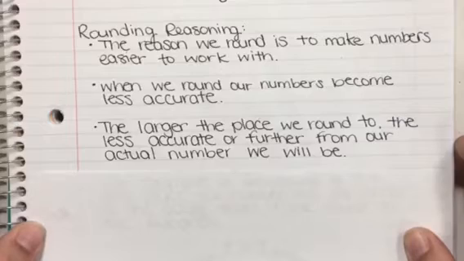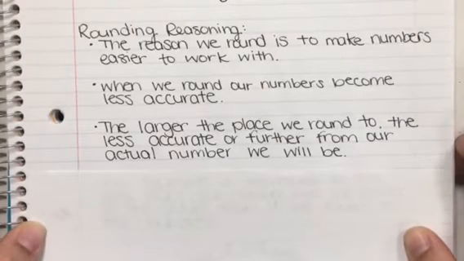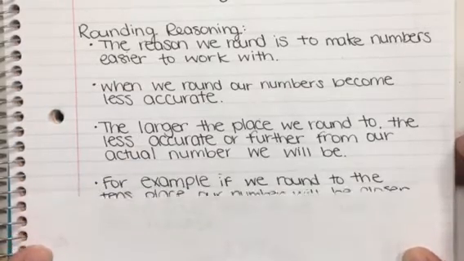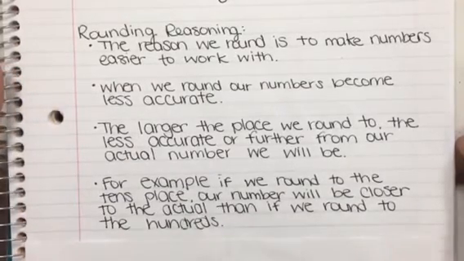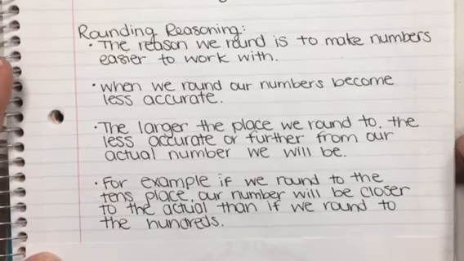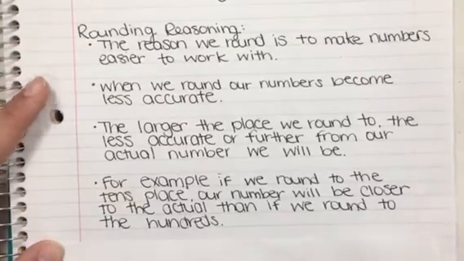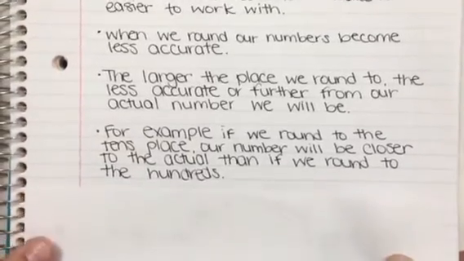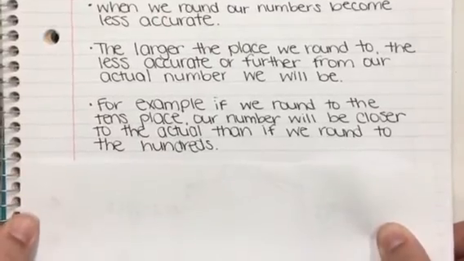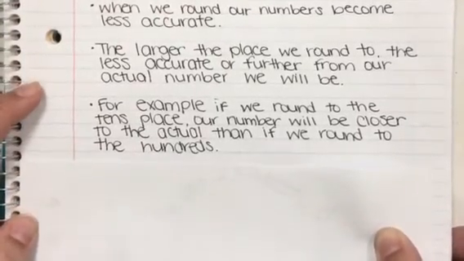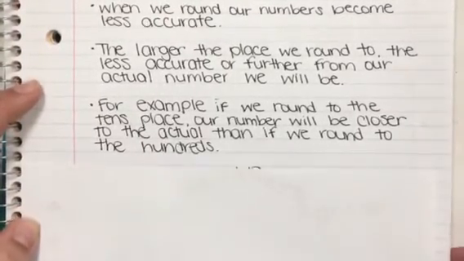The larger the place value that we round to, the less accurate or further from our actual number we will be. So, for example, if we round to the tens place, our number will be closer to the actual number than if we were to round to the hundreds place. The larger the place that we round to, the further we get away from our actual. Remember that you can pause as you need and press play whenever you're ready to begin again.